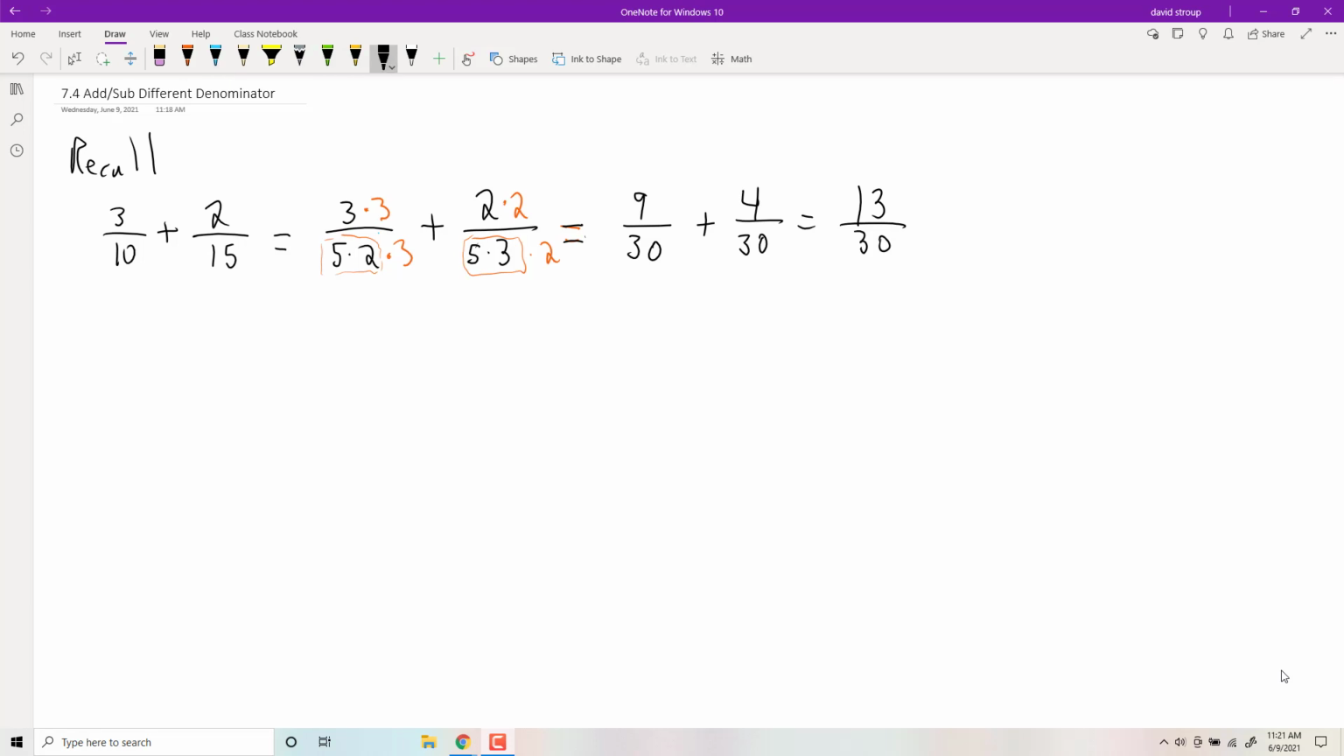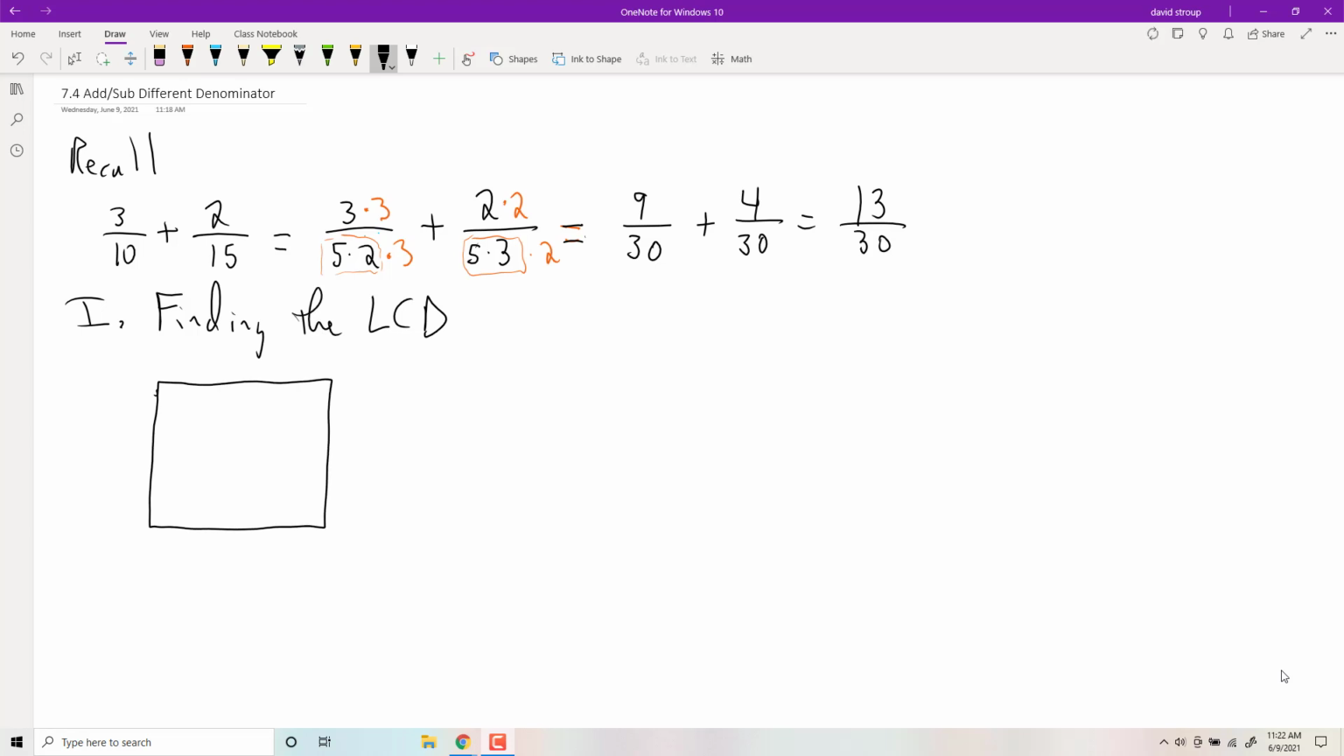We need to now extend this to variables, and that's our next topic. Before we actually put it all together, though, we're just going to work with finding that LCD, this least common denominator. In the previous problem you could have multiplied 10 times 15 and used that as your denominator, but we want the least common denominator.